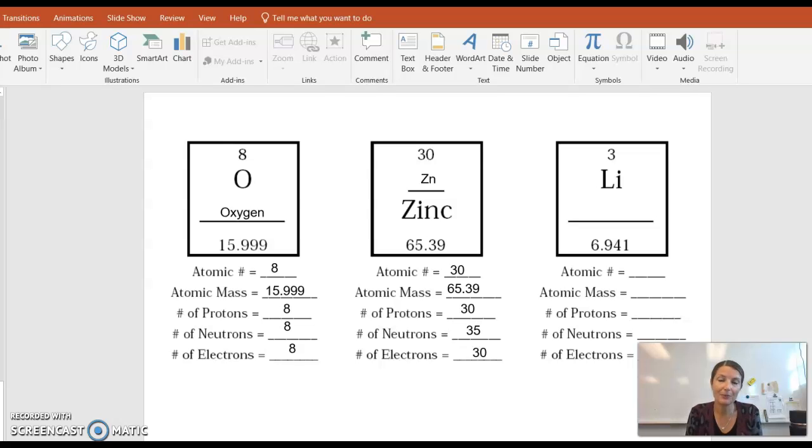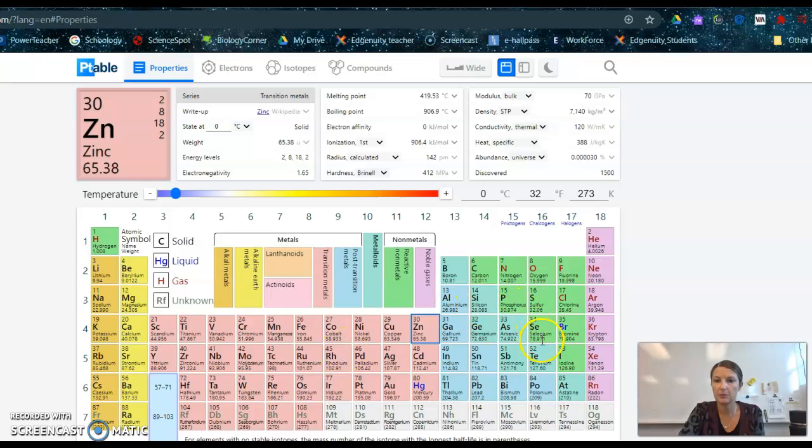Okay, so those are just 2 examples of what you guys are going to do on this assignment. If you need help, please, please, please let me know. Go back to that periodic table if you weren't sure about something's name or symbol. That information will help you as well. Once again, let me know if you need any help.